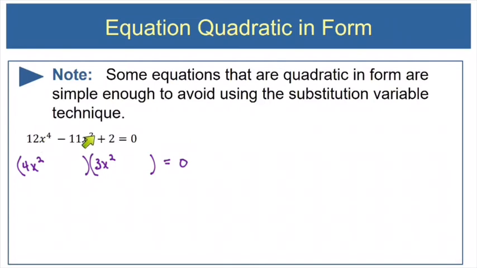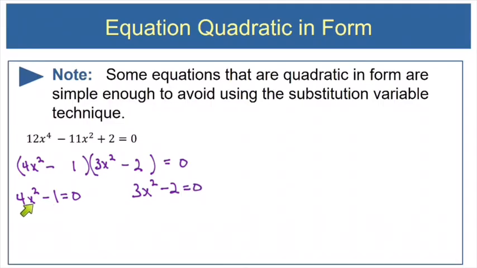Now the signs need to be the same, and they both need to be minus, so we'll put our signs in place. And last times last is 2. I can't put the 2 here, I have to put it here. And let's make sure that outer plus inner adds up to negative 11x squared, and it does. So now we can say that if this times this equals 0, one of these factors has to be 0. Either 4x squared minus 1 equals 0, or 3x squared minus 2 equals 0.